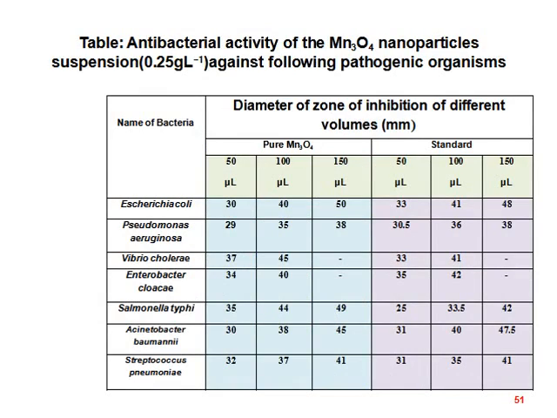The table shows the antibacterial activity of manganese oxide nanoparticle suspension of 0.25 gram per liter against the following pathogenic organisms. The diameter of the zone of inhibition of different volumes for pure manganese oxide nanoparticles was compared with the standard ciprofloxacin dishes. Here we can see that pure manganese oxide shows very good results compared with standard ciprofloxacin of the same amount.